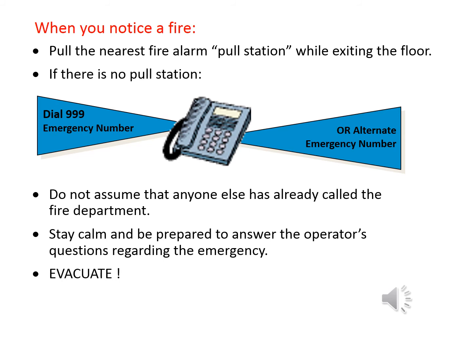When you notice a fire, pull the nearest fire alarm pull station while exiting the floor. If there is no pull station, dial 999 emergency number or alternate emergency number. Do not assume that anyone else had already called the fire department. Stay calm and be prepared to answer the operator's questions regarding the emergency. Evacuate.